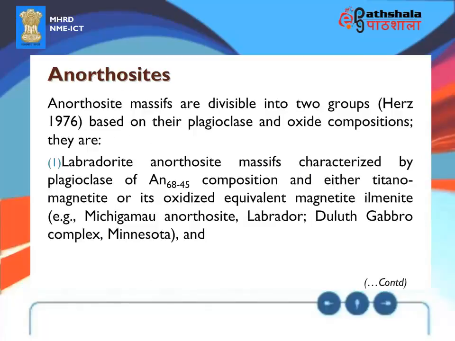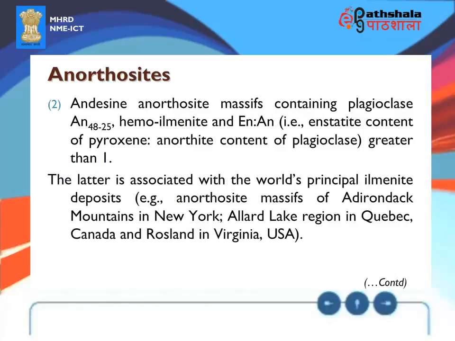Anorthosite massifs are divisible into two groups, according to Hers 1976, based on their plagioclase and oxide compositions. They are labradorite anorthosite massifs, characterized by plagioclase of anorthite 68-45 composition and either titanomagnetite or its oxidized equivalent, magnetite-ilmenite, for example, Michigamme anorthosite, Labrador, Duluth-Gabbro complex, Minnesota; and andesine anorthosite massifs containing plagioclase, hemo-ilmenite and enstatite, where the enstatite content of pyroxene to anorthite content of plagioclase is greater than 1.